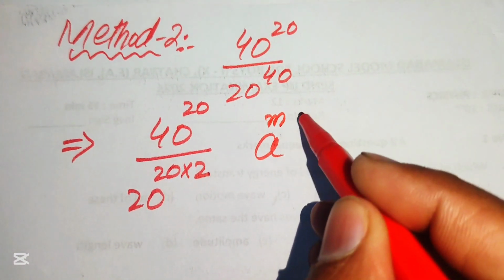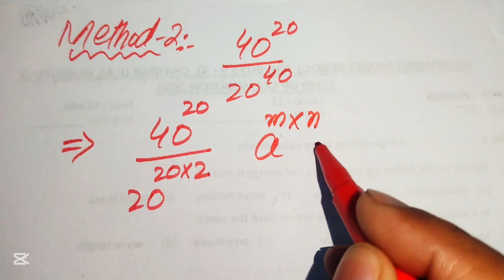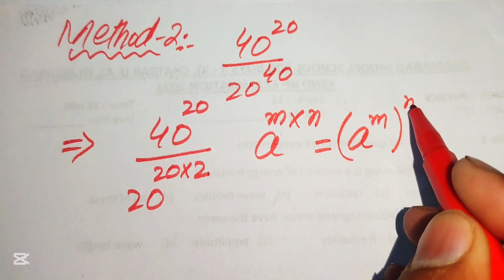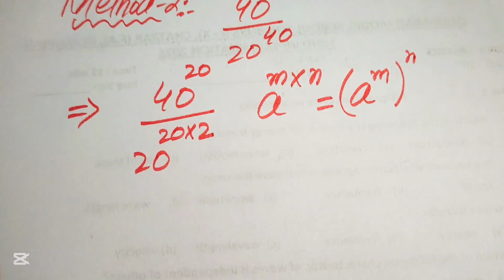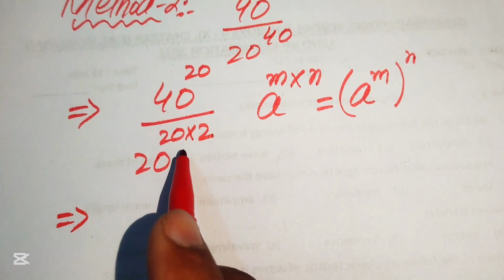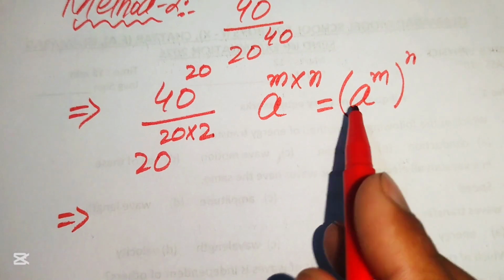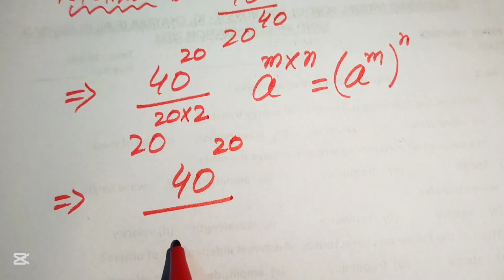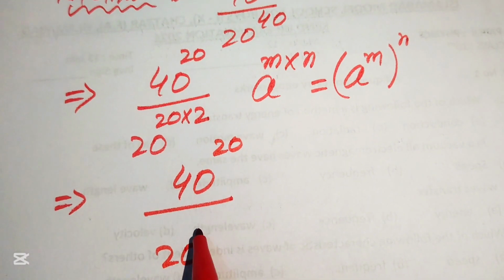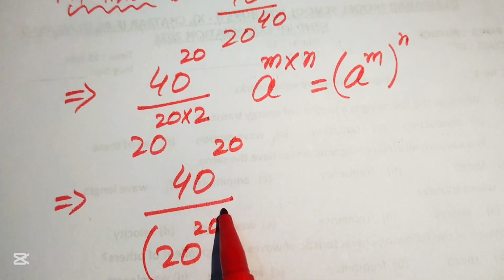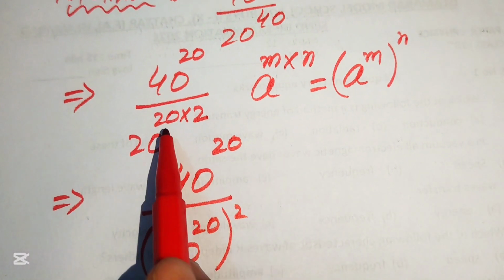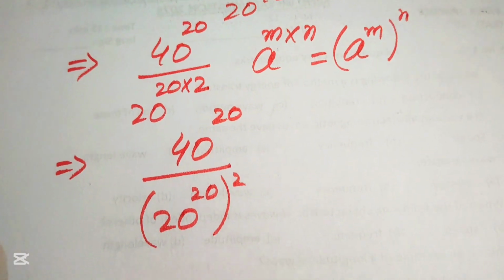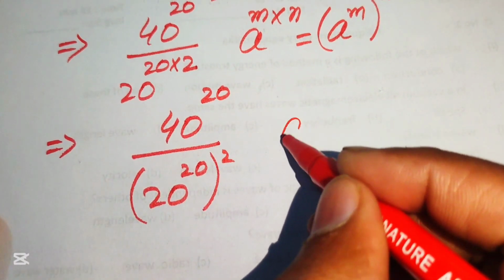You know that if we have a to the power of m multiplied by n, it is equal to a to the power of m, to the power of n. So according to this exponent law, we need to break these exponents in this way, and we write it as 40 to the power of 20 divided by 20 to the power of 20 and its whole square. Here we move this 20 inside the bracket, and we move 2 to the outside of the bracket in this way.